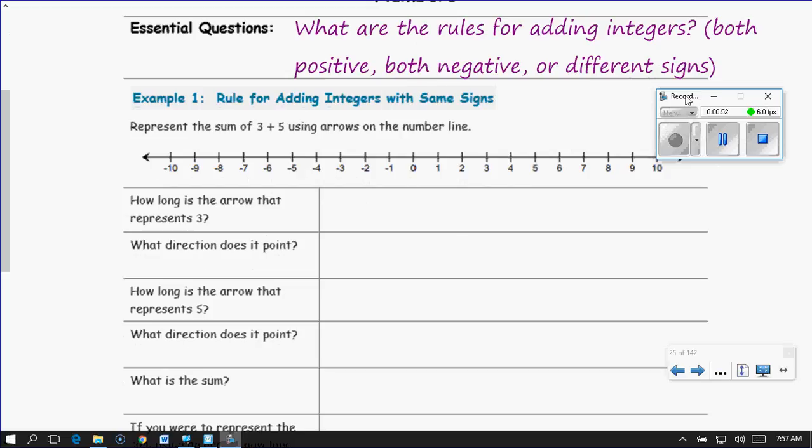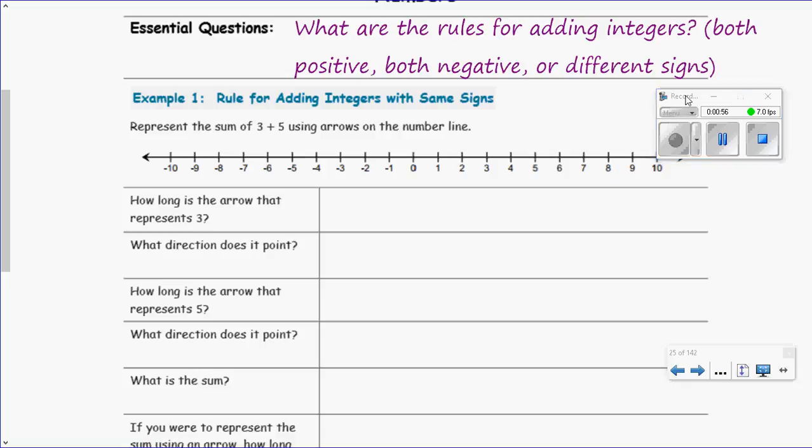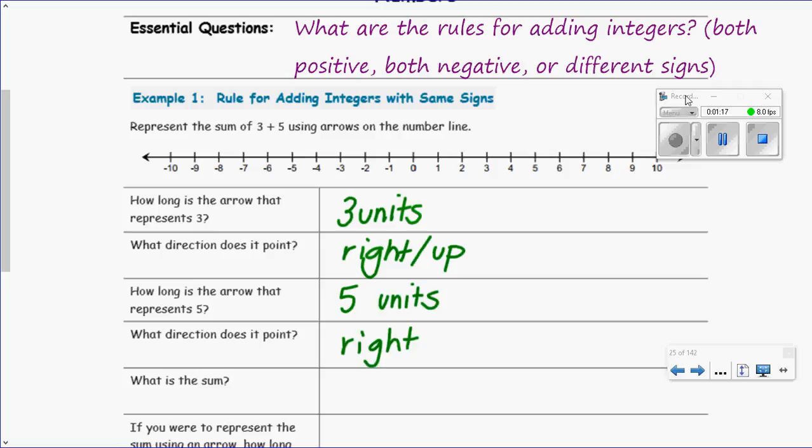So how long is the arrow that represents 3, positive 3? Well, it's going to be 3 units. And if it's positive 3, it is going to the right, or up if we're using a vertical number line. Okay, how long is the arrow that represents 5? The arrow that represents 5 is also just 5 units. And since it's positive 5, it is to the right, or up if we're using a vertical number line. We're usually going to use a horizontal number line.